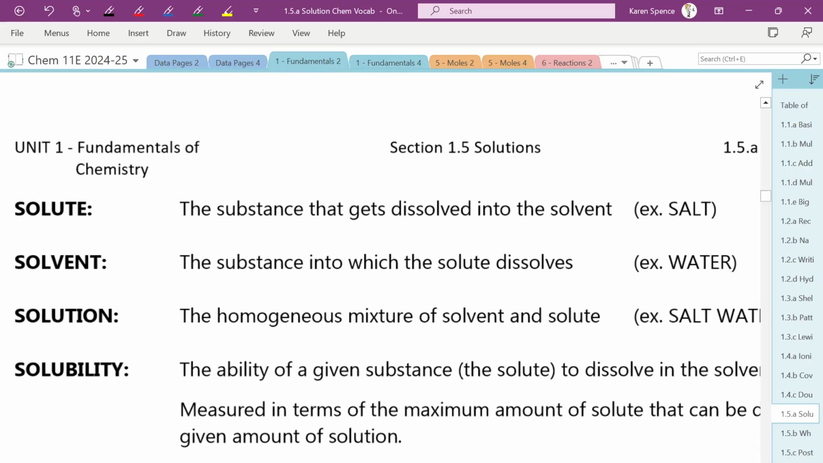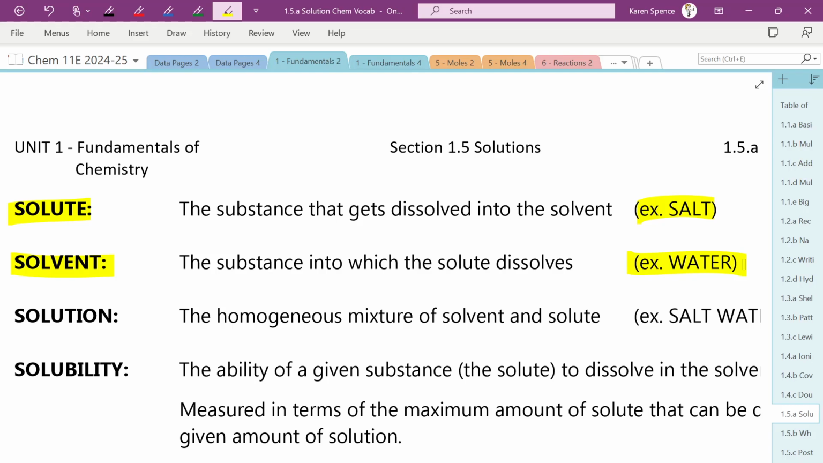Here we have solute and solvent. The solute is the substance that gets dissolved into the solvent. So for example, if we have salt water, the solute would be the salt. The solvent is the substance into which the solute dissolves. For example, the water. And the solution is the mixture of the two.